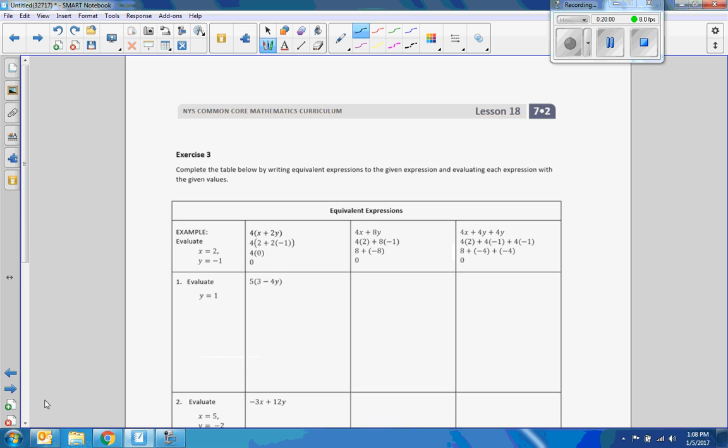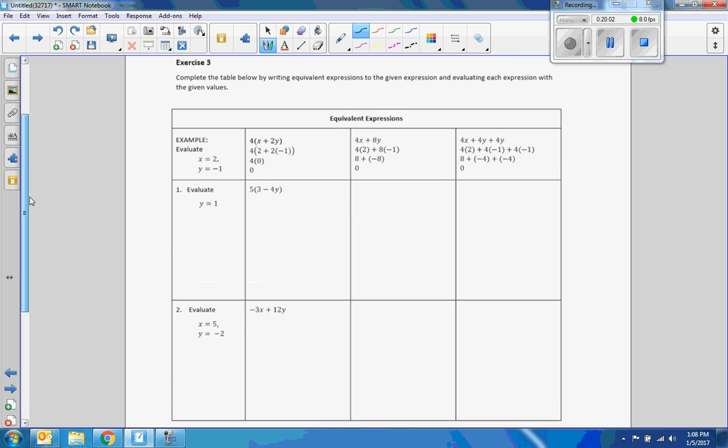Okay, exercise 3. Complete the table below by writing the equivalent expressions to the given expression and evaluate the expression with the given values. So they gave us an example. x is 2, y is negative 1, and then they gave us a formula. Gave us another formula, and gave us a third formula.